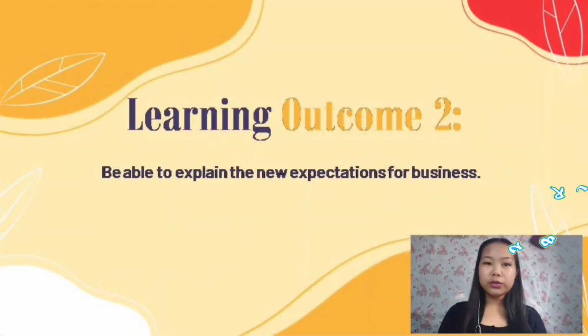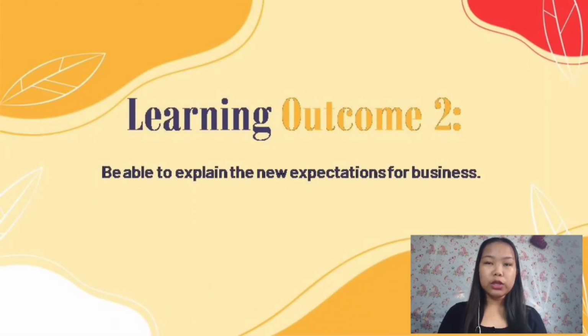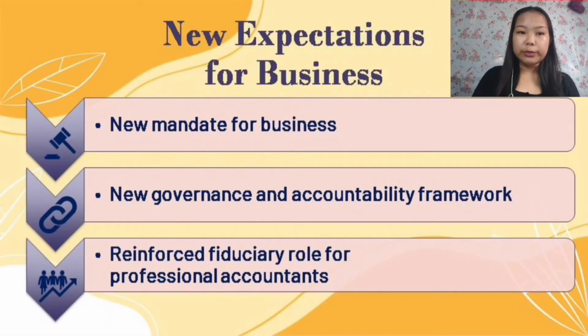My presentation today will be about learning outcome 2, which by the end of my presentation we should be able to explain the new expectation for business. The new expectation for business consists of three parts, which are the new mandate for business, new governance and accountability framework, and reinforced fiduciary role for professional accountants.